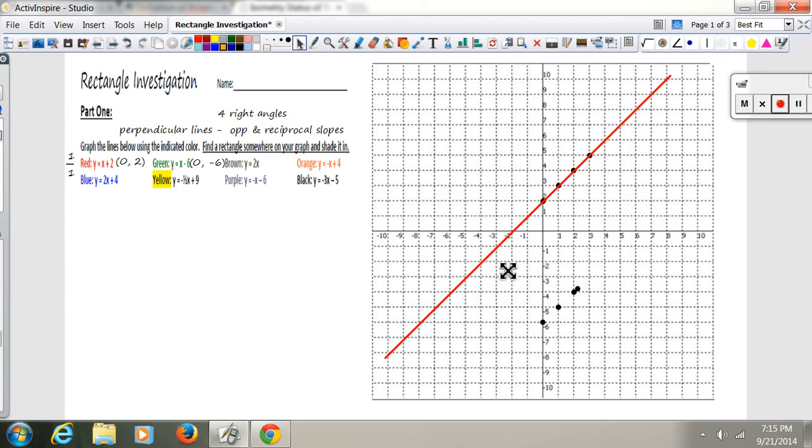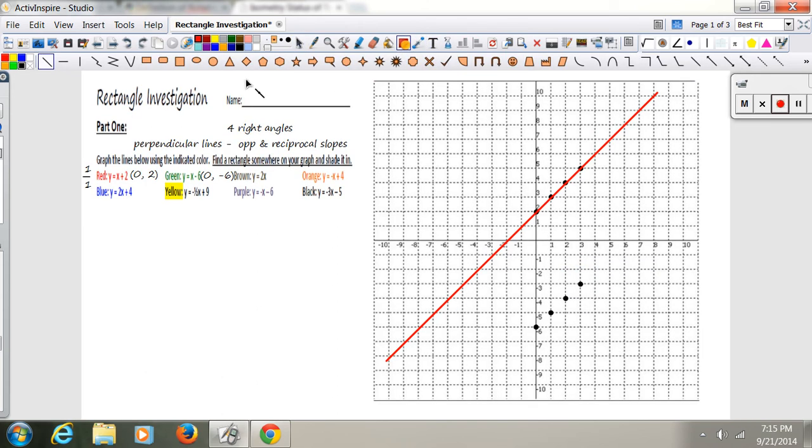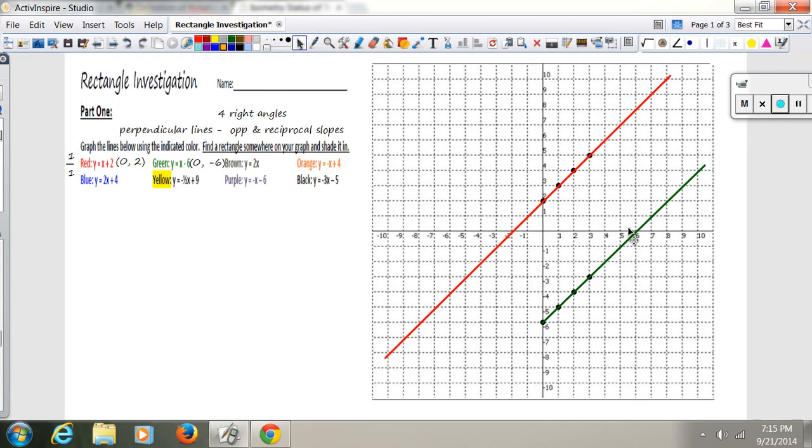That might be part of our rectangle, because we know rectangles have 4 right angles, but we also know that rectangles have parallel sides, opposite of each other. This one has to be green, so let's make a green one here. Okay, let me extend that all the way across.